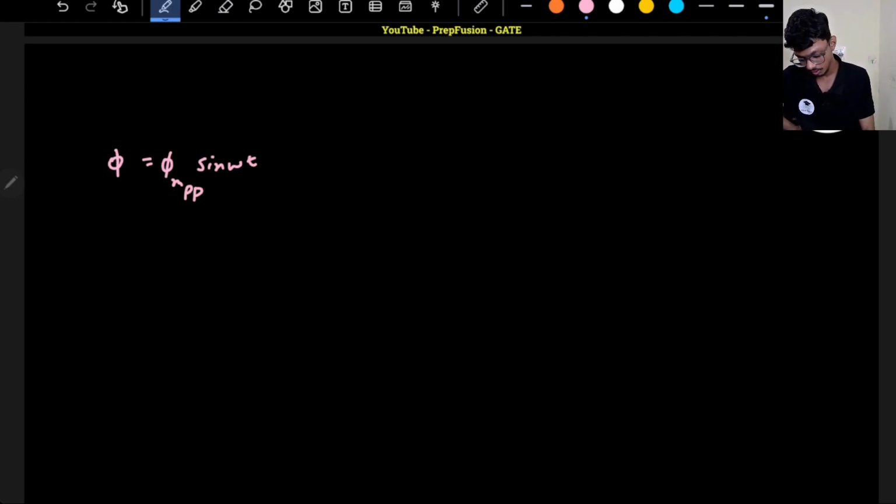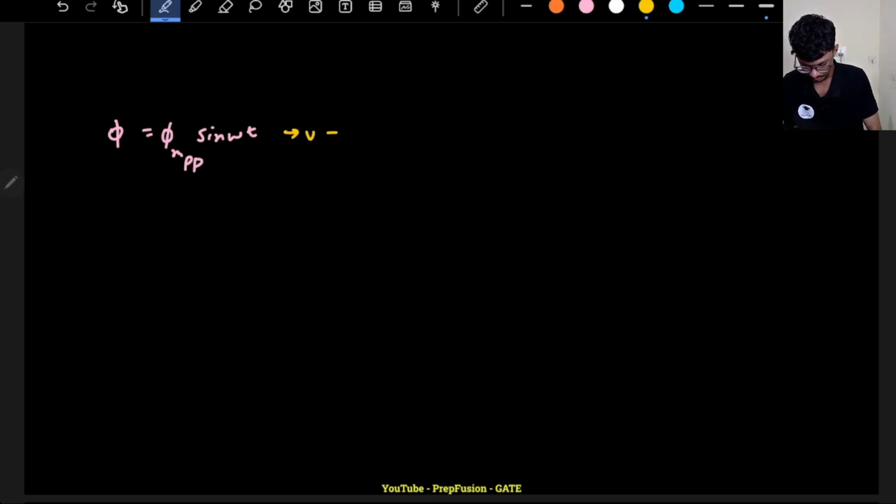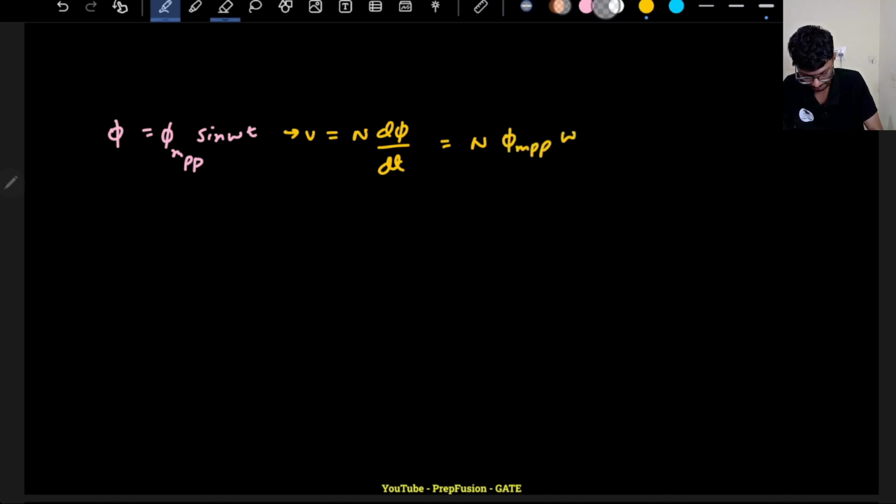Okay. So what will be the induced voltage? V equals N d(phi)/dt. Induced EMF is N d(phi)/dt. I want to prove something here. So the induced voltage will be equal to N into d(phi)/dt, where phi is some phi_m, the per pole flux, right? So it will be phi_m into P into omega, where omega, I remember, is electrical, into cos(omega t).